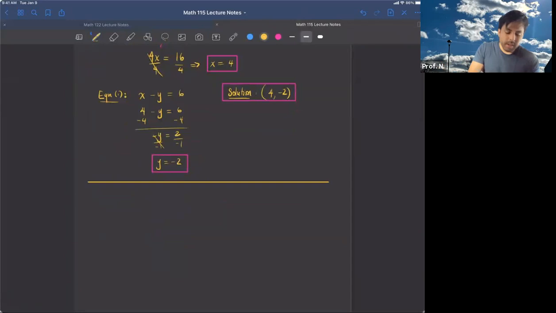But like I said, there are going to be situations where the addition method is actually preferable over the substitution method. So I'll give you another example. Here is 2x plus y equals 3 and x plus y equals 0.